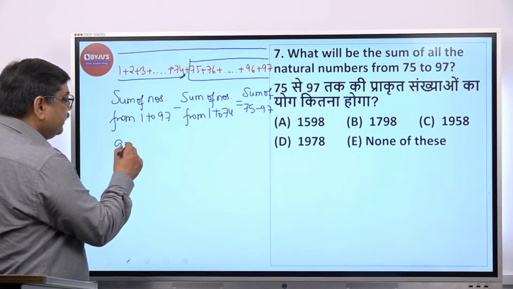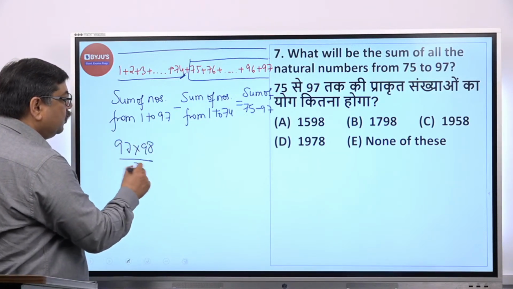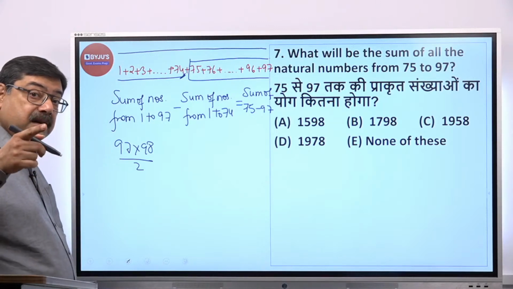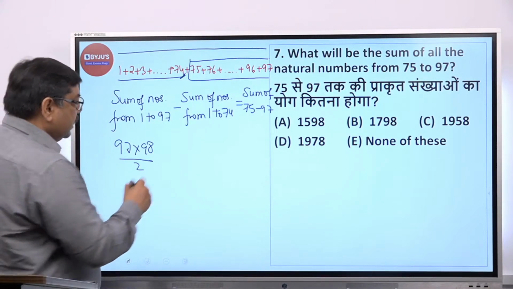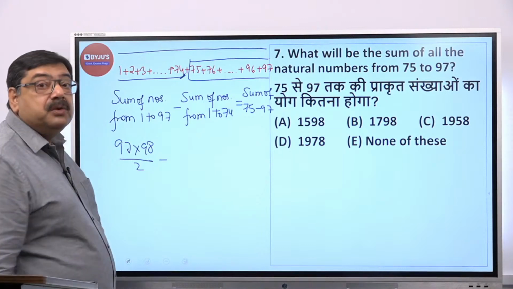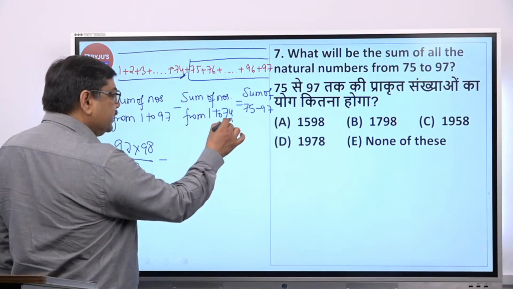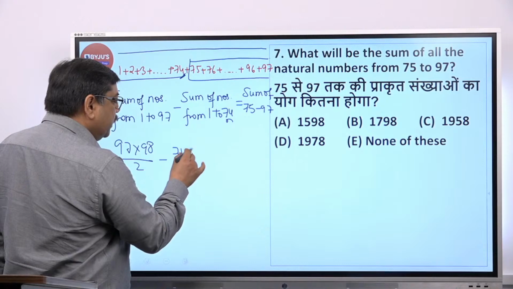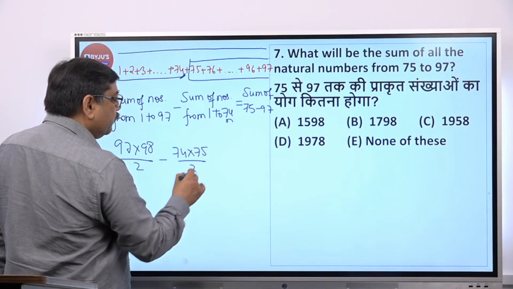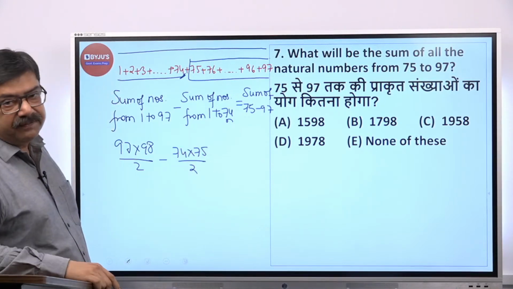It will be 97 into 98 by 2. What? N into n plus 1 by 2, right? Minus sum of numbers from 1 to 74. So the value of n here is 74 now. So 74 into 75 by 2. This should give us our answer.